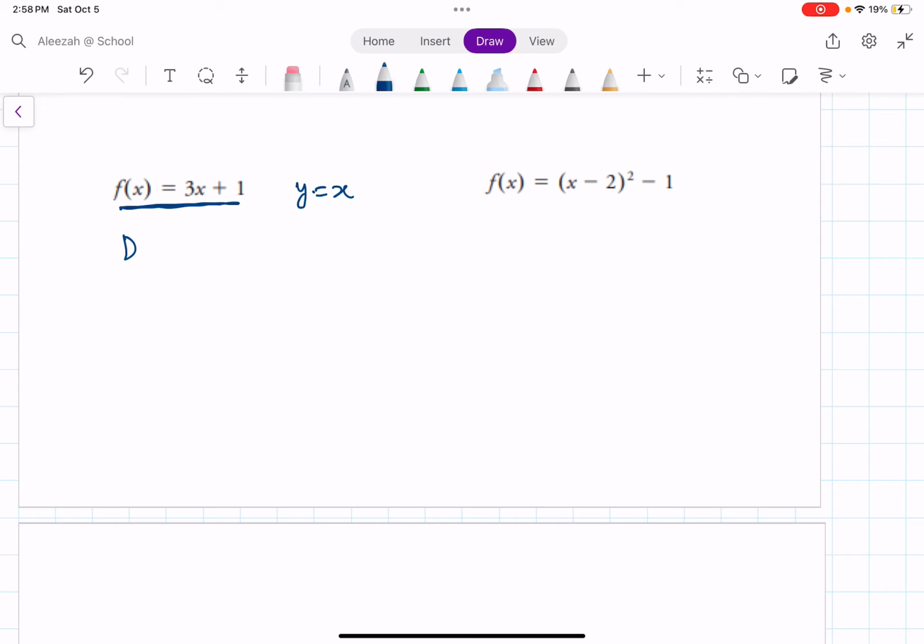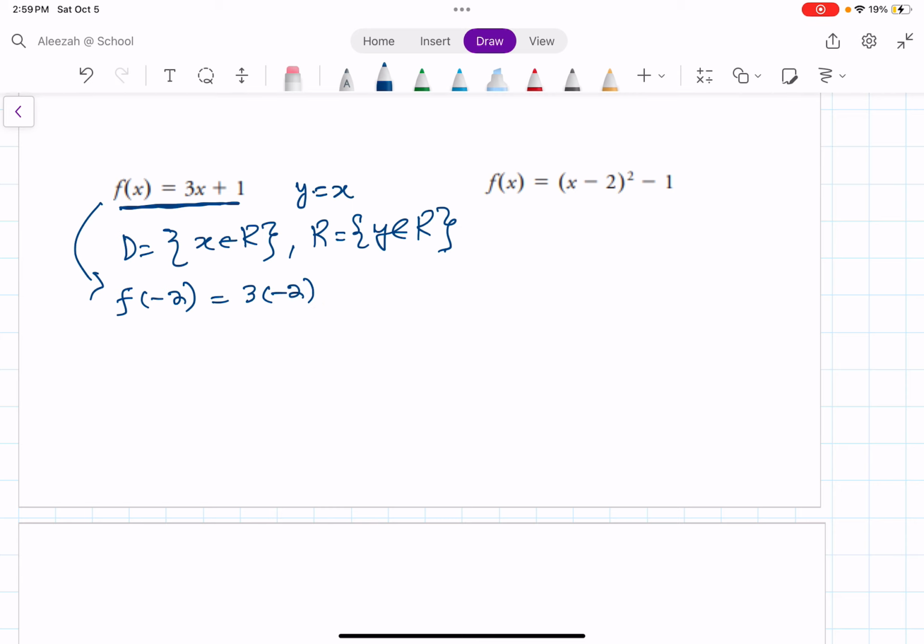So the domain of the linear relation is always x belongs to R, and the range is y belongs to R, right? But if I have to find the value of the function at any point, say f of -2, what I will do is replace x with -2 in my function. So here I'll do 3 times -2 plus 1, that is -6 plus 1, that is -5, right?